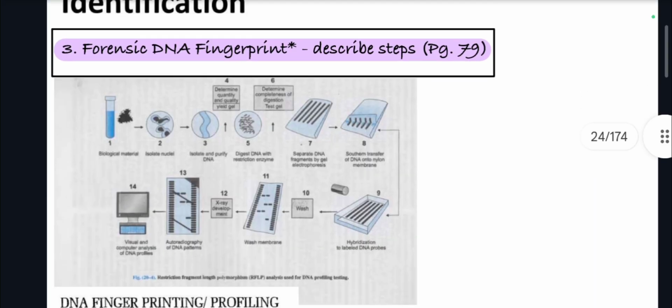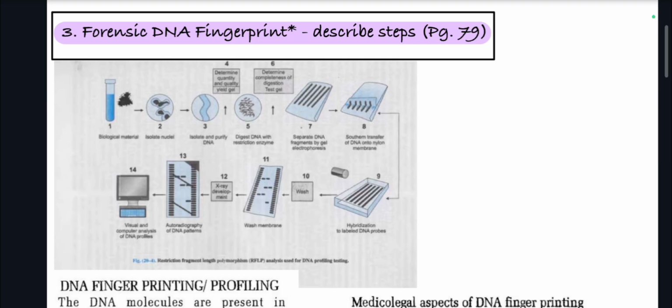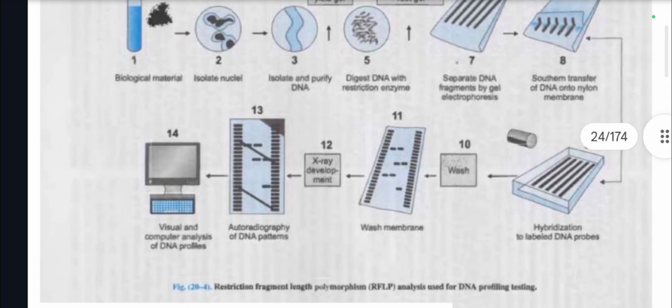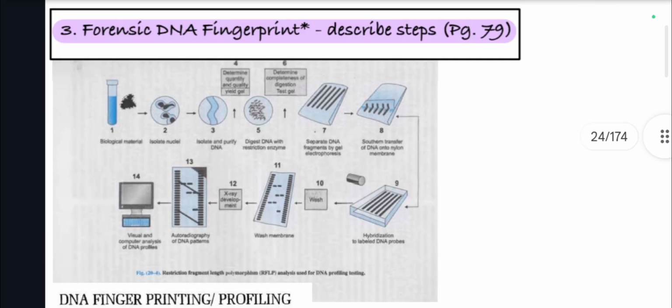But the first question is very important, regarding forensic DNA fingerprinting. You just have to memorize the steps and you should draw a diagram in the exam also. There are in total 14 steps. Biological material we have to collect, then isolate nuclei, isolate and purify DNA, then digest DNA with restriction enzymes, separate DNA fragments by gel electrophoresis, Southern transfer of DNA onto nylon membrane, hybridization to labeled DNA probes, then wash the membrane, do autoradiography of DNA patterns, and then visual and computer analysis of DNA profiles. So these are the steps in DNA fingerprinting.